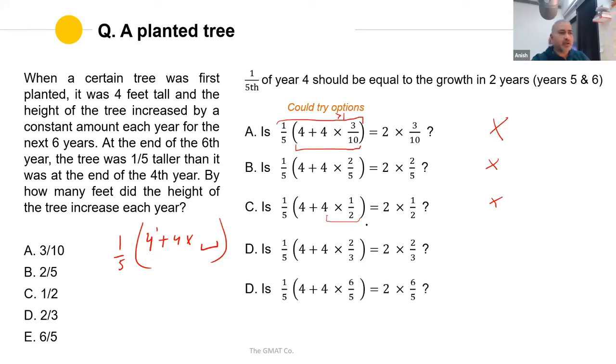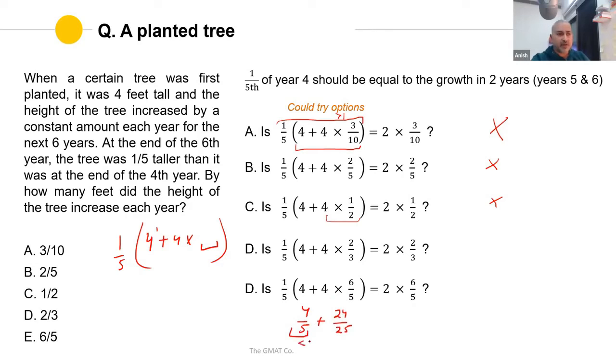What's going on in the last one? 1/5 times 4 plus 4 times 6/5. That's the left side. Is that equal to 2 times 6/5? That's what I have to figure out. Now, one thing I notice here, if I multiply by 1/5 inside the bracket, I get 4/5 plus 4 times 6, 24/25. That's the left hand side.